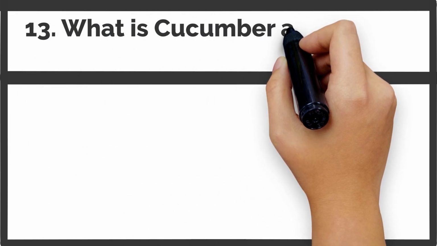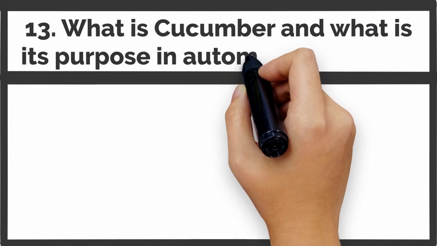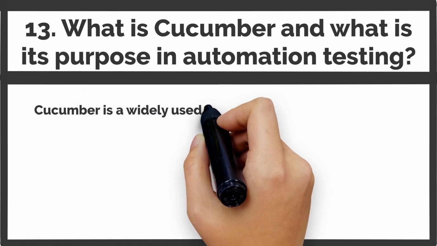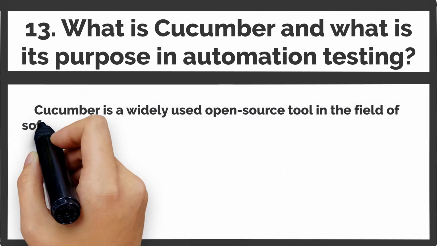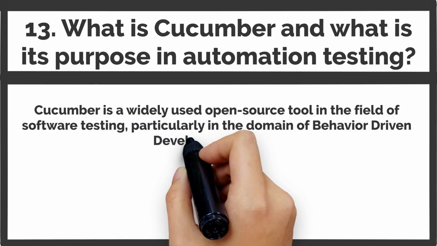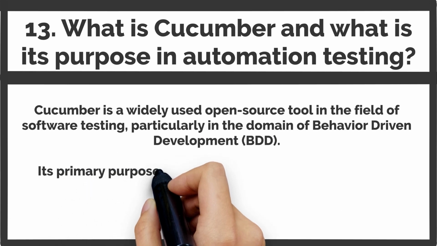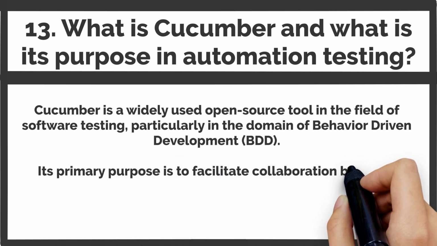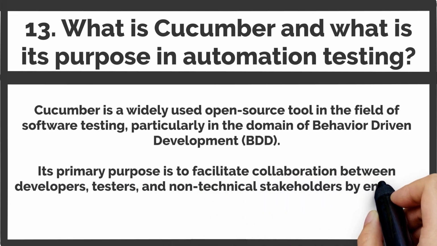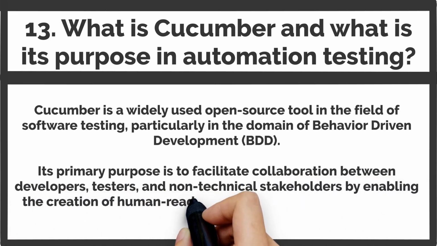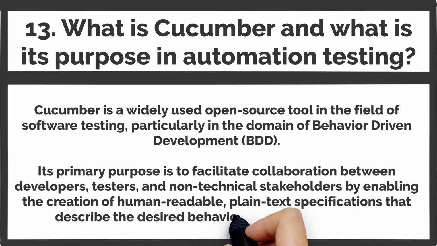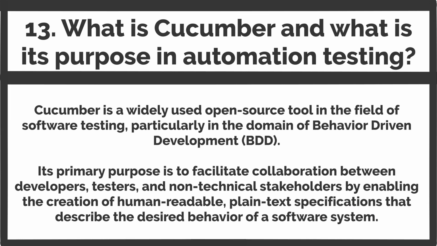13. What is Cucumber and what is its purpose in automation testing? Cucumber is a widely used open source tool in the field of software testing, particularly in the domain of behavior-driven development, BDD. Its primary purpose is to facilitate collaboration between developers, testers, and non-technical stakeholders by enabling the creation of human-readable, plain text specifications that describe the desired behavior of a software system.